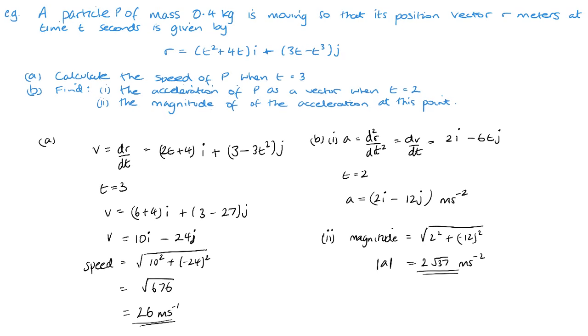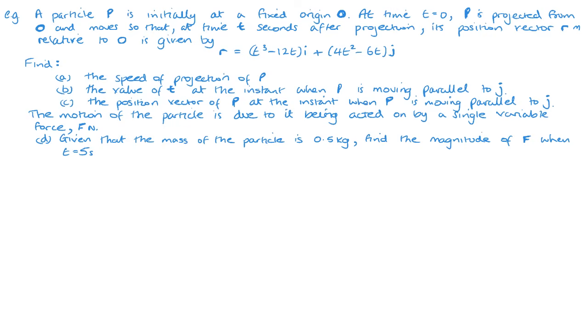Now let's look at another example, but this one will be a past exam question, so it's a bit longer. Particle P is initially at a fixed origin O at time t equals 0. P is projected from O and moves so that at time t seconds after the projection, its position vector r meters relative to O is given by this equation here. Find the speed of projection of P. I'll read the rest when we get to it. So part A is to find the speed of projection of P.